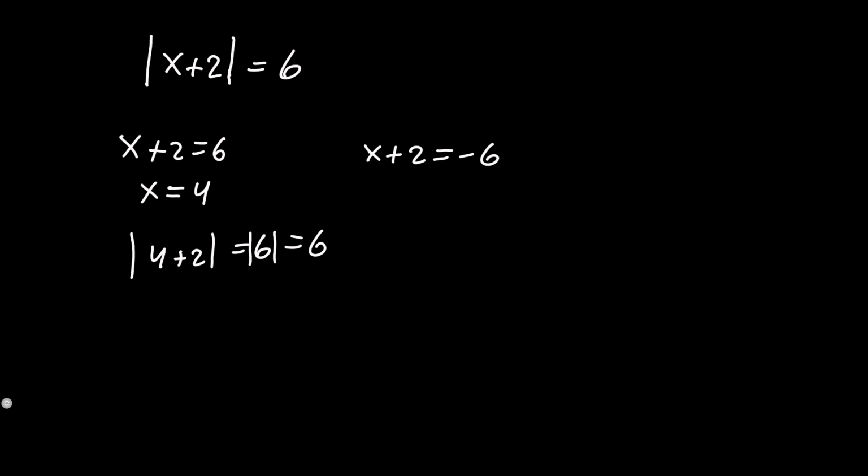And here we have x plus 2 is equal to negative 6, so x is going to be equal to negative 8 if we just subtract 2 from both sides. And we have negative 8 plus 2, and that is equal to the absolute value of negative 6, which is going to be positive 6. So we see that the negative input will always give a positive output no matter what.